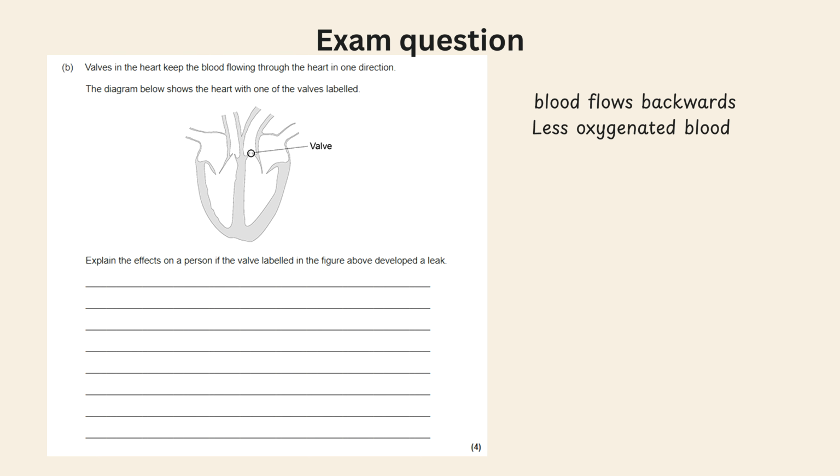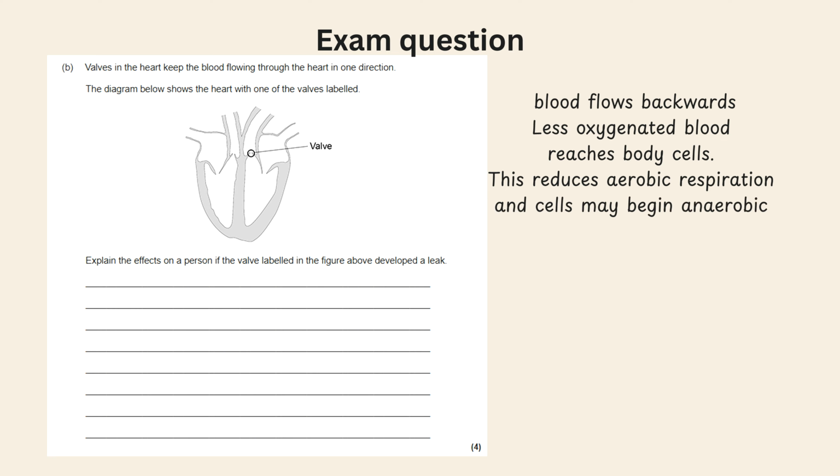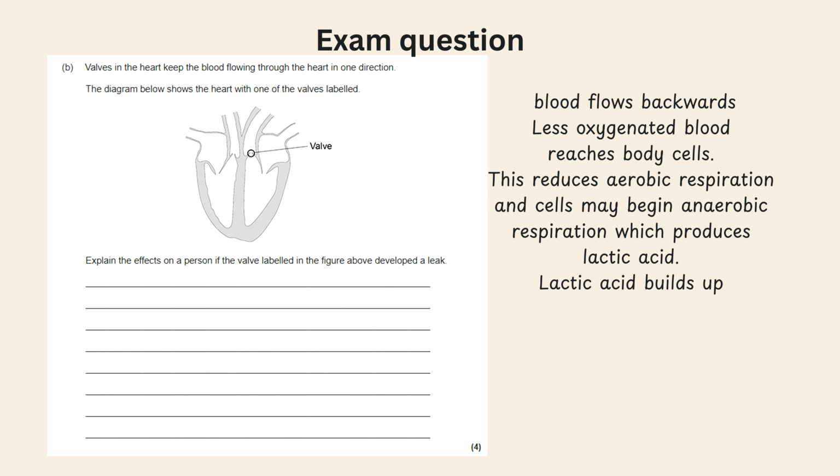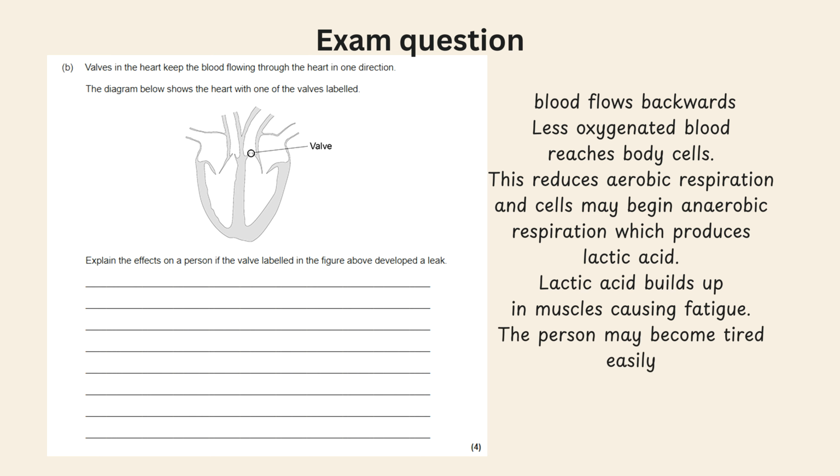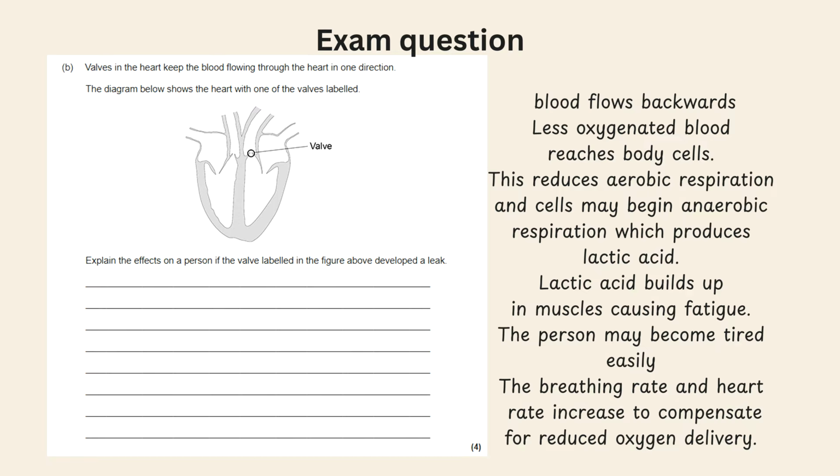Blood flows backwards. Less oxygenated blood reaches body cells. This reduces aerobic respiration, and cells may begin anaerobic respiration, which produces lactic acid. Lactic acid builds up in muscles, causing fatigue. The person may become tired easily. The breathing rate and heart rate increase to compensate for reduced oxygen delivery. Students, write this down, take a picture of it, whatever you want to do, but this is good information. This is a good answer to get full marks for this question.